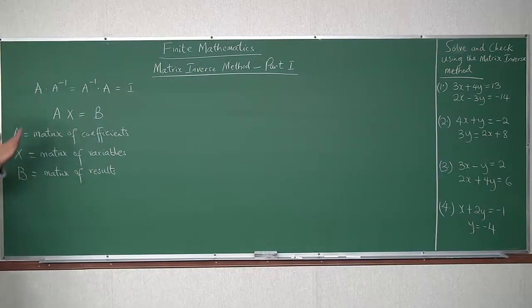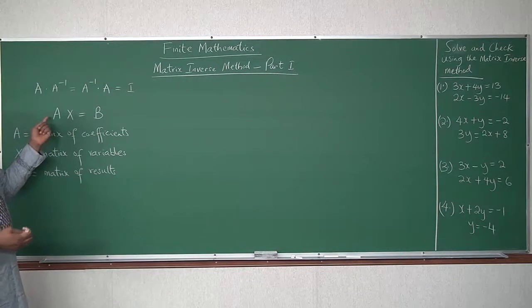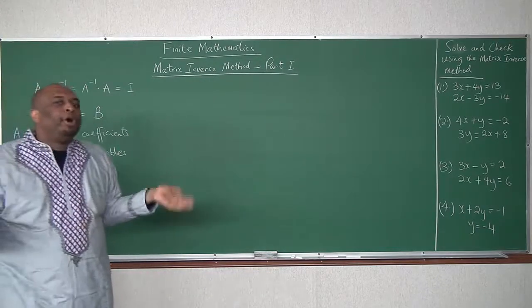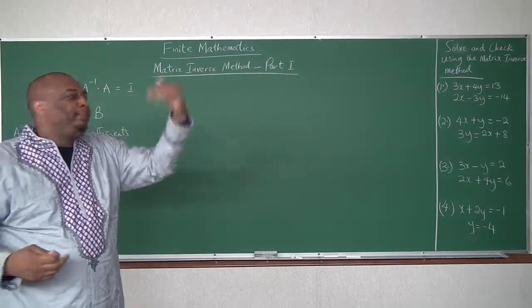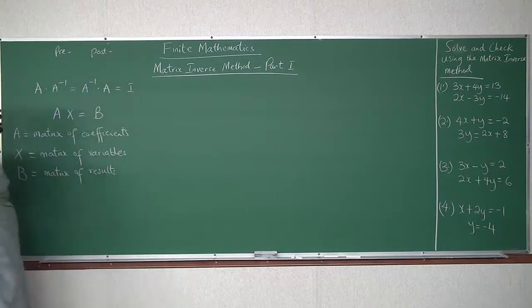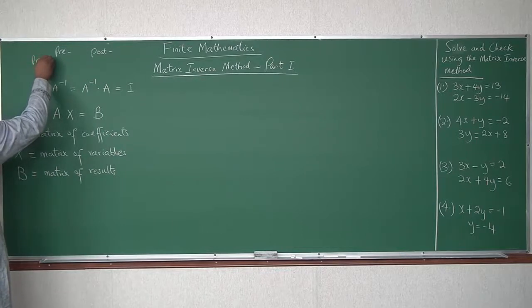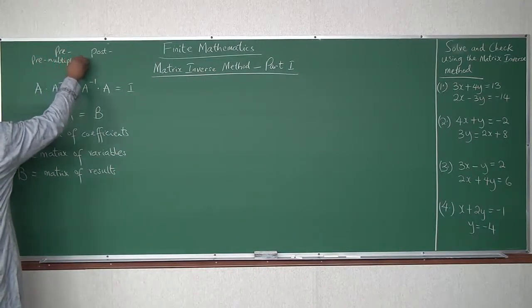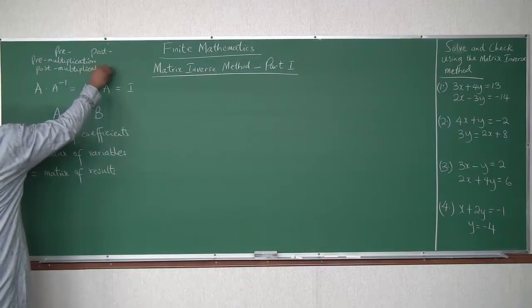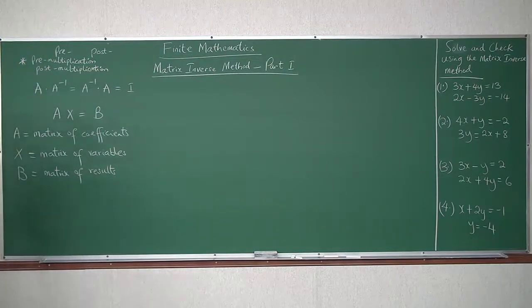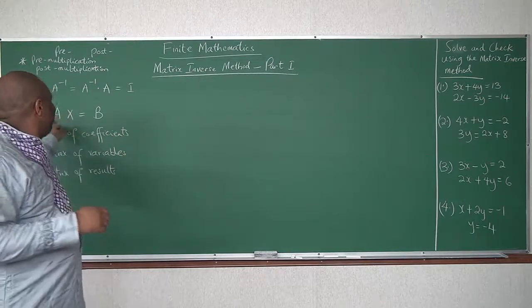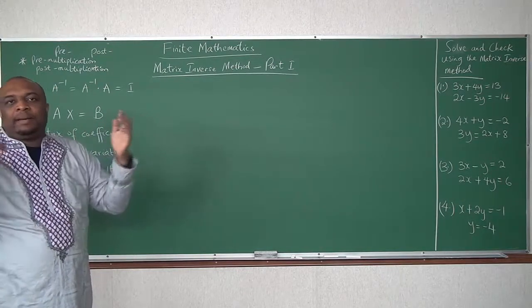When you have this, what you have to do is pre-multiply both sides. We have what we call pre-multiplication and post-multiplication. Now, we are not interested in the post-multiplication. We are interested in the pre-multiplication. This is all we're interested in. So, you pre-multiply both sides by the inverse of A.